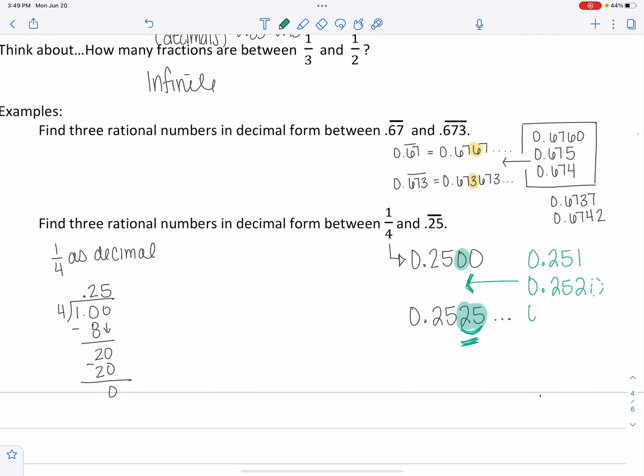So I could say 0.2521 or 0.2522 and so on. But it only asked me for 3. So again, there are infinite right answers, but those 3 would suffice.